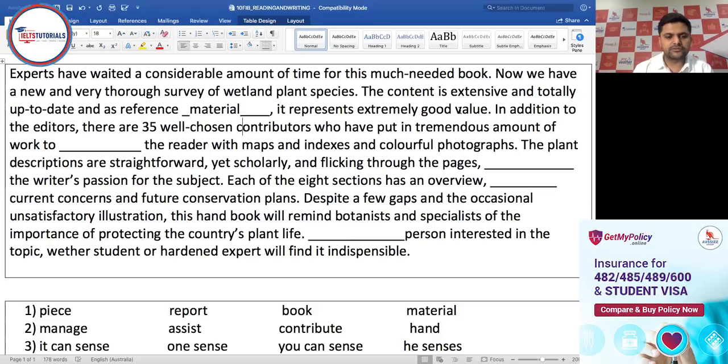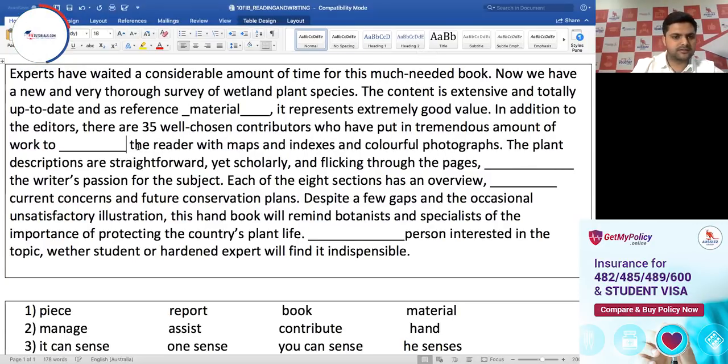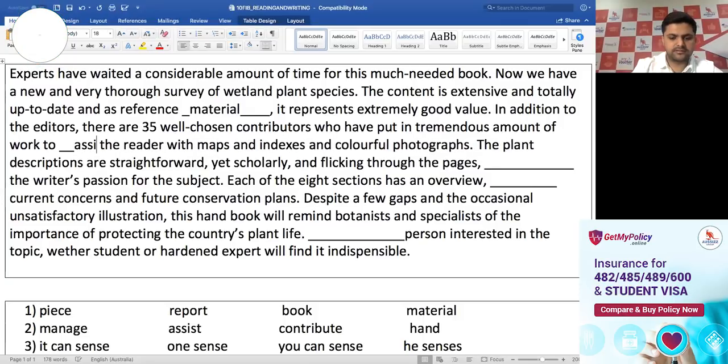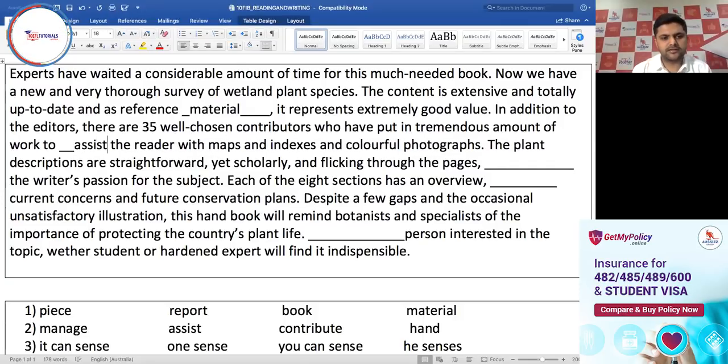So to assist the reader is the word that would create meaning over here, because if you say to manage the reader, it doesn't make sense. To contribute the reader, you need to have contribute to the reader, so there is no to after the blank, so it will be assist. Or to hand to the reader. So even if you want to use the word contribute or hand, it should be to. Contribute to, hand to, but because we do not have a to after the blank, so it will be assist the reader.